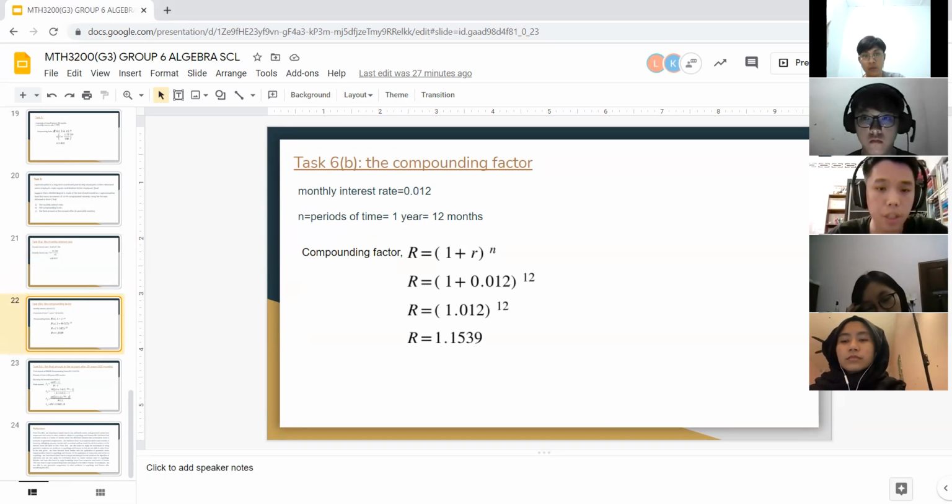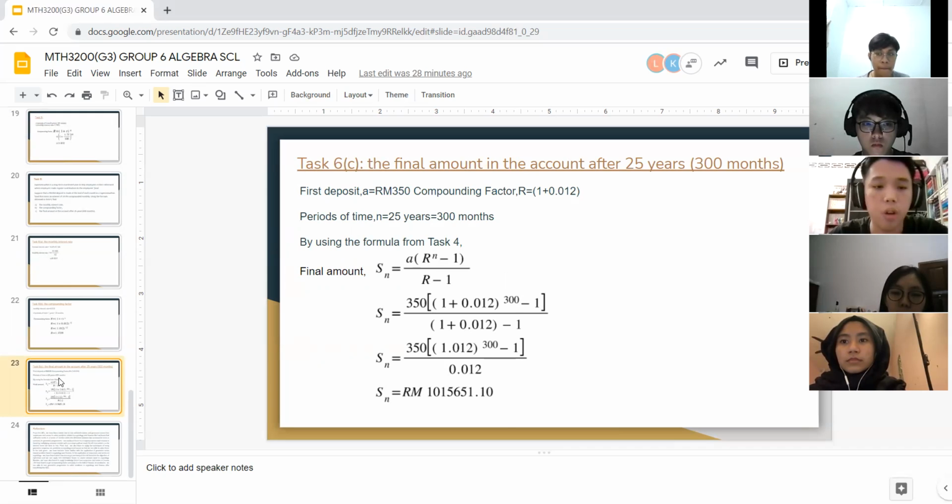So for 6B, we need to find the compounding factor. We also use the same formula from task 5, which is compounding factor equals bracket 1 plus interest rate bracket power period of time. And the money interest rate, we use the answer we found in 6A, which is 0.012. The period of time we want is 1 year, which is 12 months. Then we put the information into the formula. R equals 1 plus 0.012 power 12. And then we can finally get 1.1539 as our compounding factor.